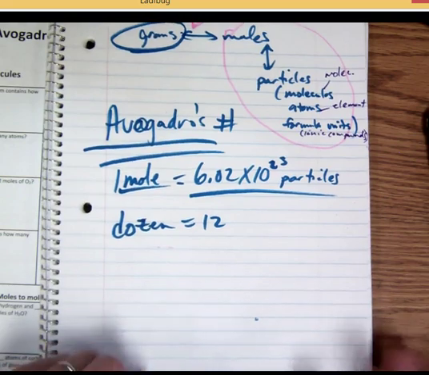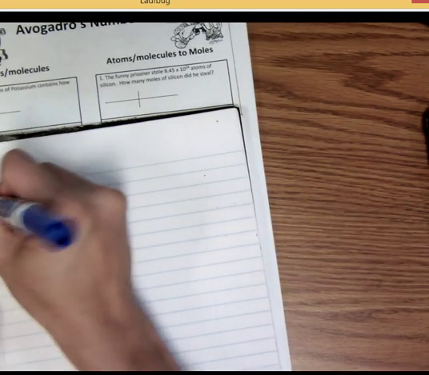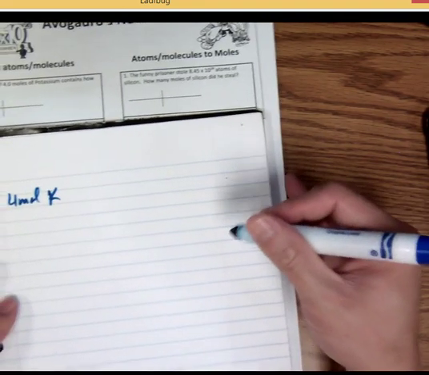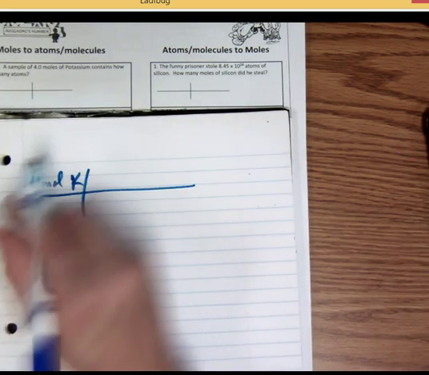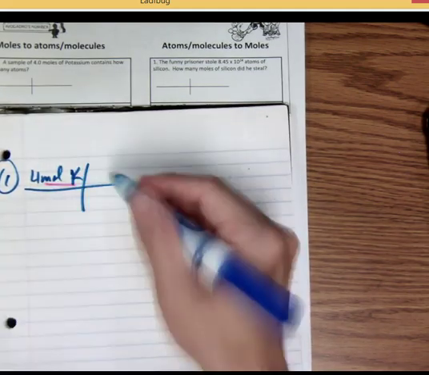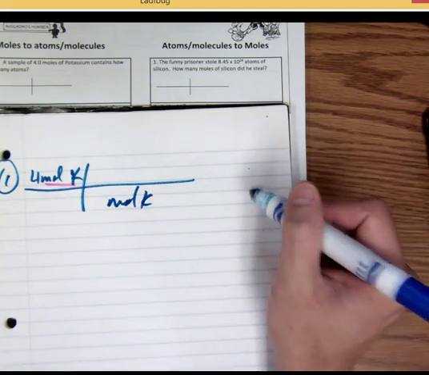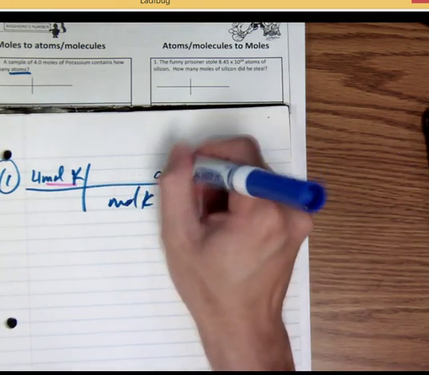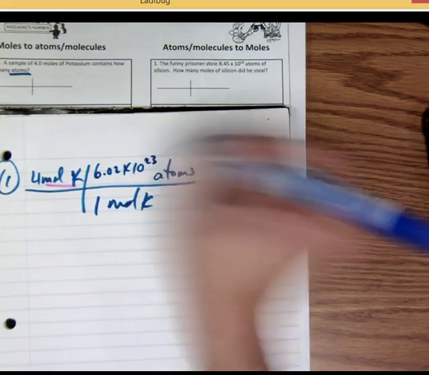Okay? So, here it is. Number 1. A sample of 4 moles of potassium contains how many atoms? So this is an element. We can find the atoms here. Again, bring the unit down to the bottom. Mole of K. What do we know about mole of K? Well, we want to get to atoms. Is there a relationship between moles and atoms? So then atoms go up on top. 1 mole is 6.02 times 10 to the 23rd atoms.